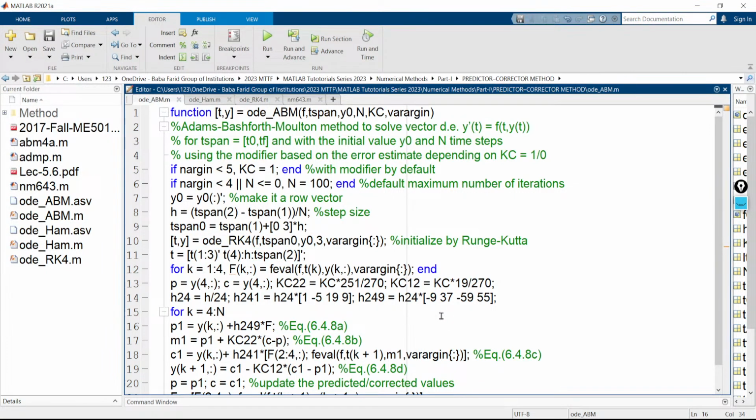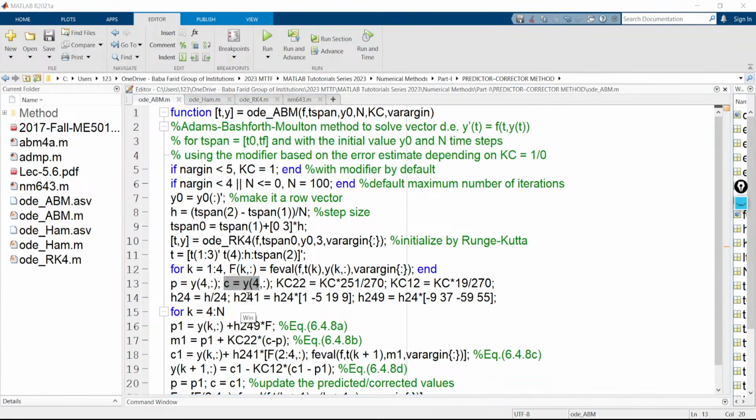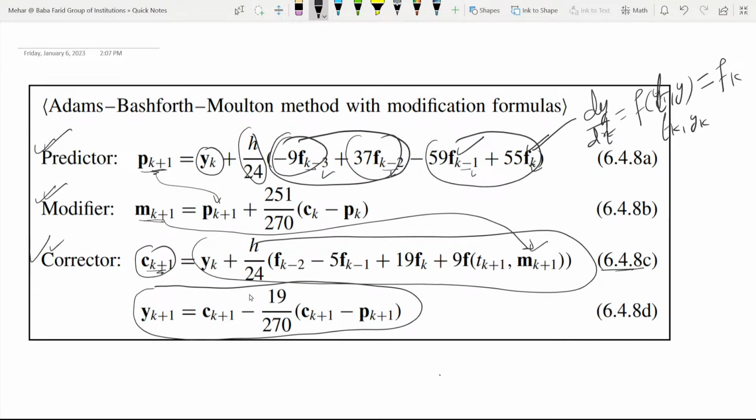Now, by using these values, we want to calculate, for k equal to 1 to 4, fk, that is f1 for the function f, tk, yk and vark. Along with this, you can see here that p values are required and c values are required. These are the c values and these are the p values. Here also p values are used.